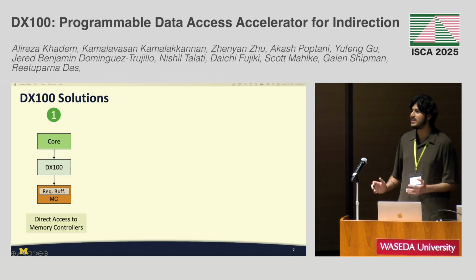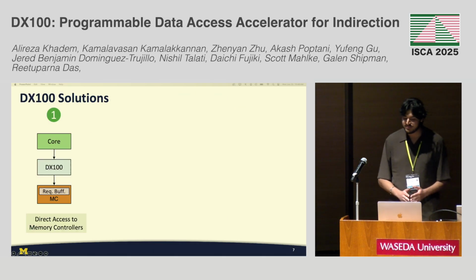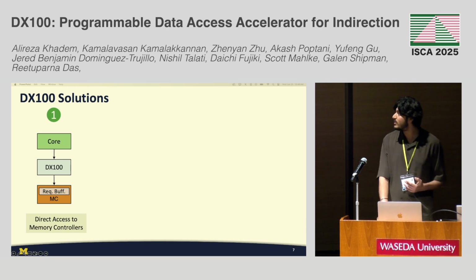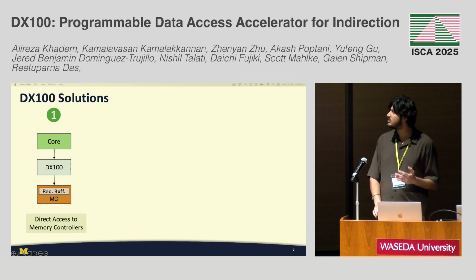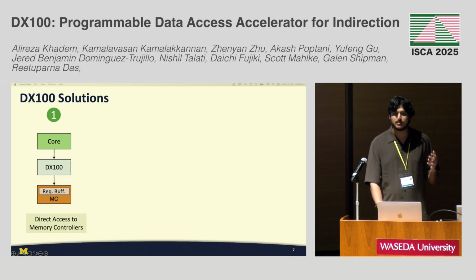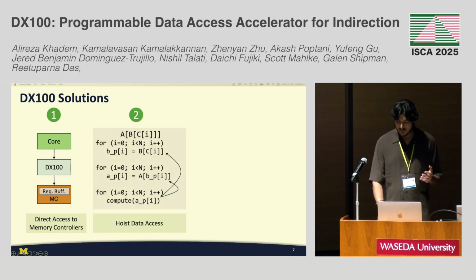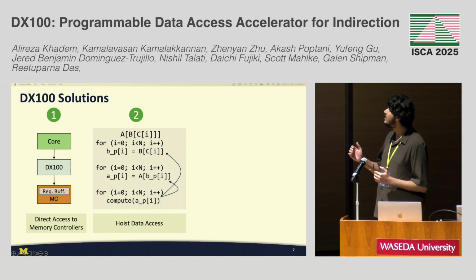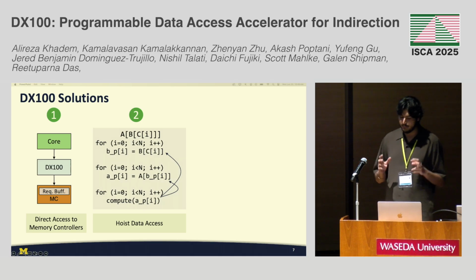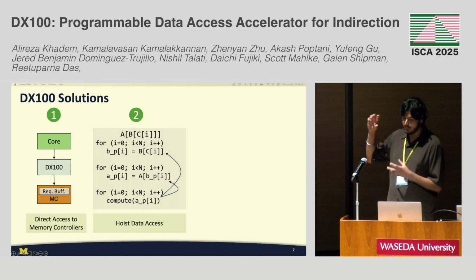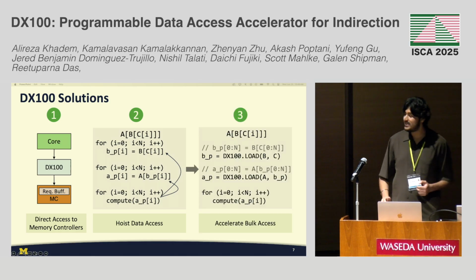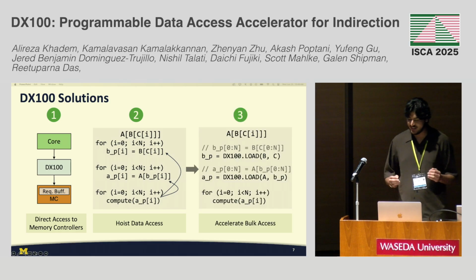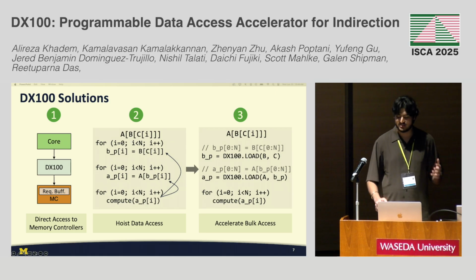We propose DX100 as a solution for these problems. To overcome the limitations of memory multi-stage buffering, DX100 provides direct access to the memory controller, bypassing intermediate queues and buffers. To address the dependency chain between memory accesses, we hoist loads and stores and perform bulk accesses independently. DX100 also has dedicated address calculation units, and this significantly reduces the instruction overhead.